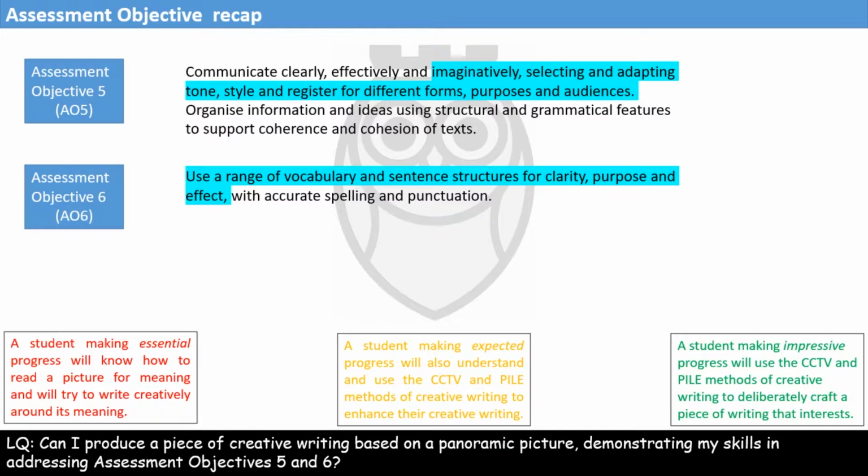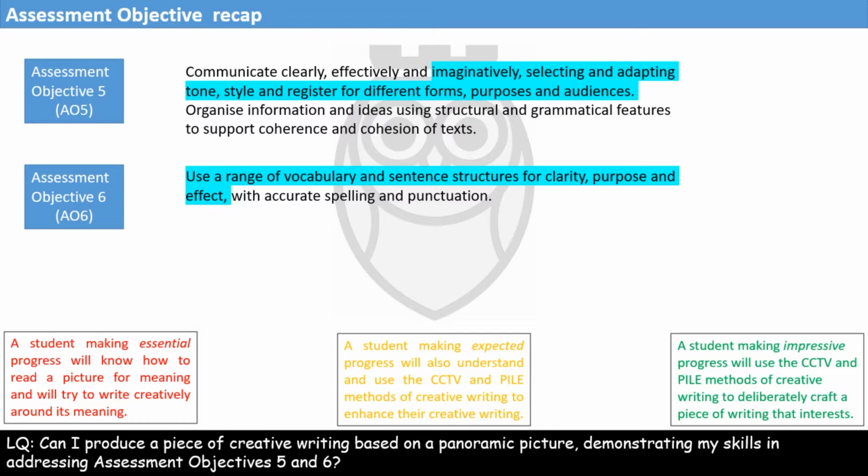Also, if we look at what AO6 says, you must use a range of vocabulary and sentence structures to make your work clear, but also to create an effect. Basically, your work has got to interest the reader. So again, even if you had spelt and punctuated your work perfectly, if you haven't used vocabulary or sentence structures to make your work interesting, you really are going to score low marks.